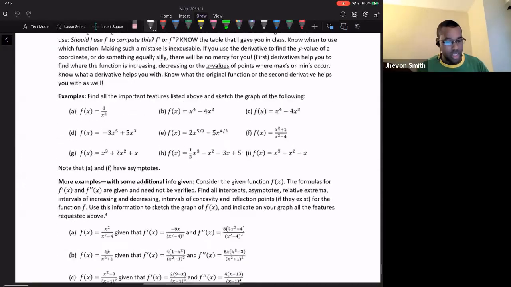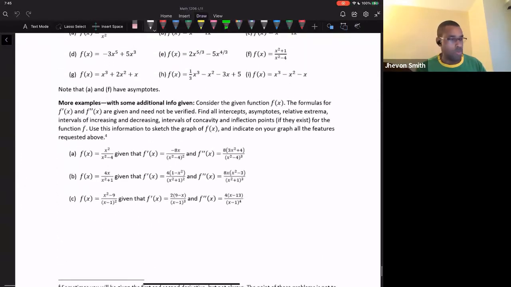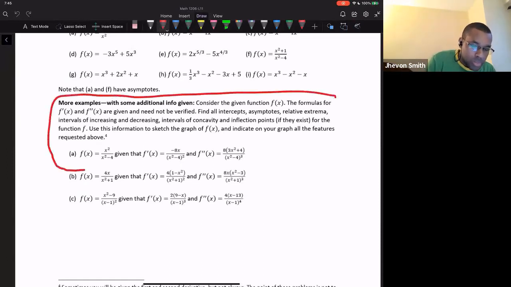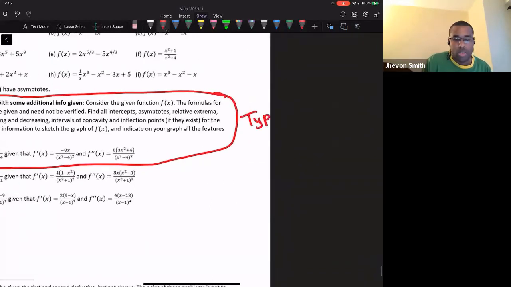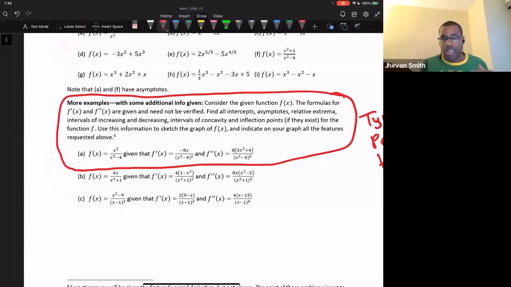In this handout, this is kind of what the problem would look like. So this is a typical problem type here. I'm going to ask you to find a bunch of stuff, and then at the end, sketch a curve with this given information. And usually I'm going to give you the curve. I'm also going to give you the first derivative and the second derivative, because in a test, I would normally have tested your ability to take derivatives already.